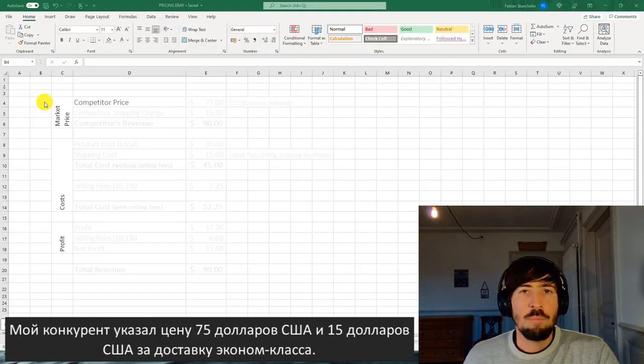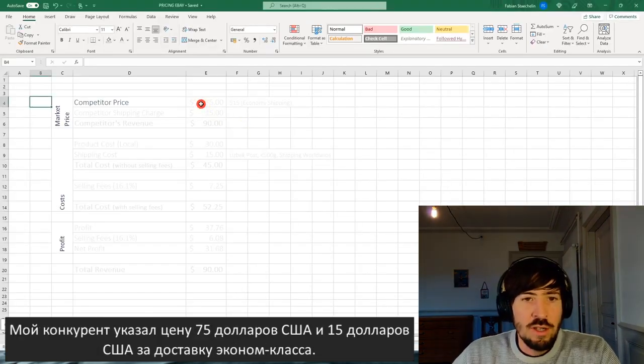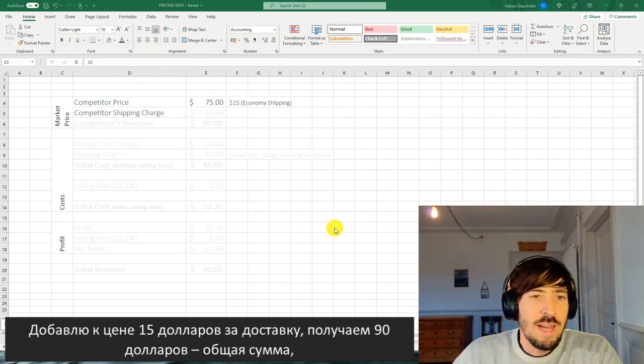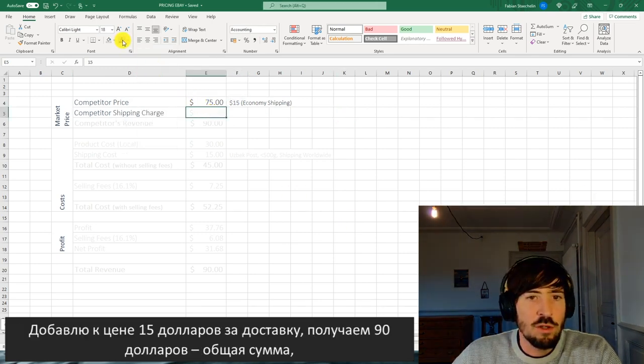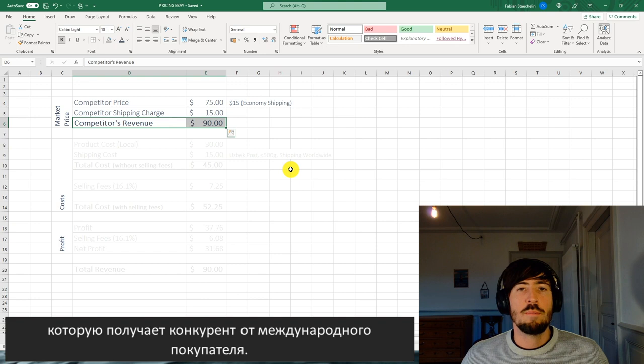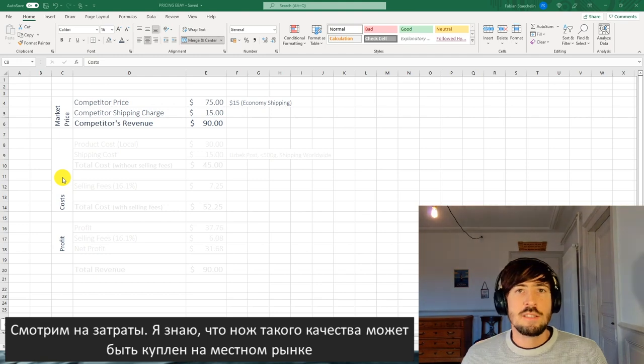Let's break this down. So my competitor is charging $75 plus $15 for economy shipping. Now if I add the shipping charge of $15 into the calculation, we get a total revenue of $90. This is what my competitor is making when he or she sells the knife to the international customer. Next, let's look at the costs.